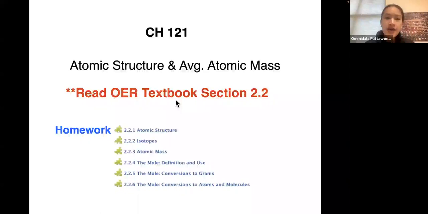In this lecture video, we are going to take a look at atomic structure and average atomic mass. When we talk about chemistry, we're looking at the change and also the property of substance. So atom would be the fundamental building block of substance, so we are going to have to learn about their structure first.